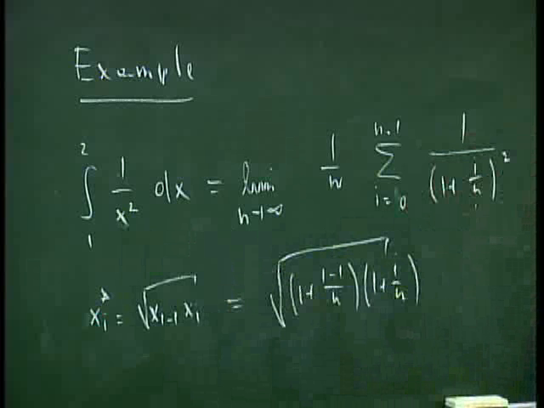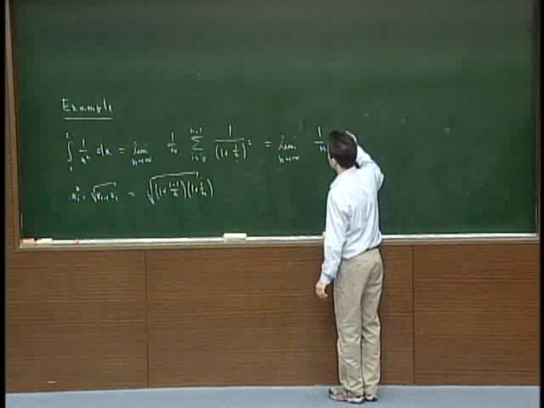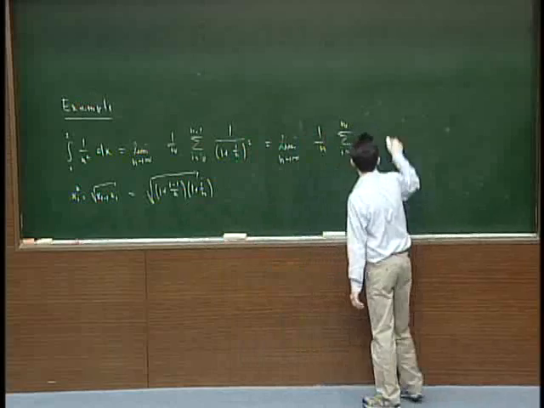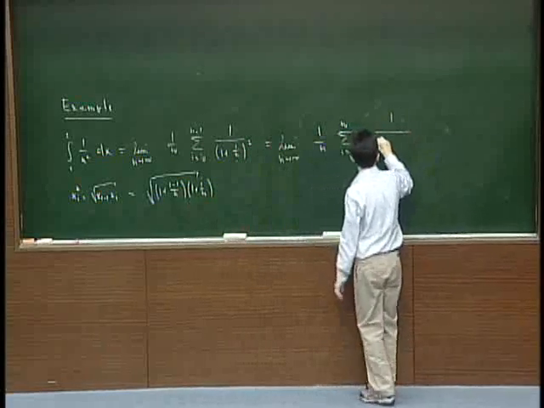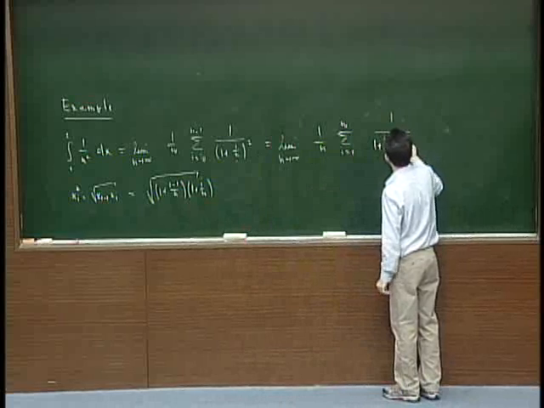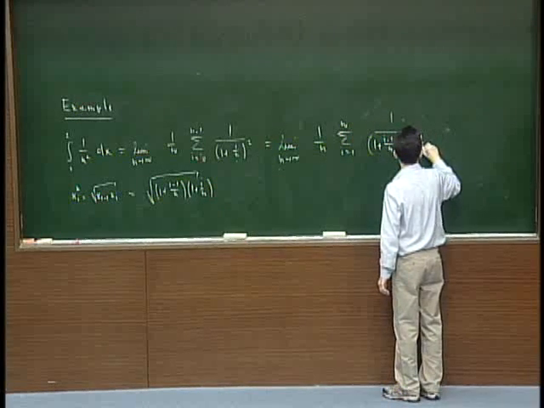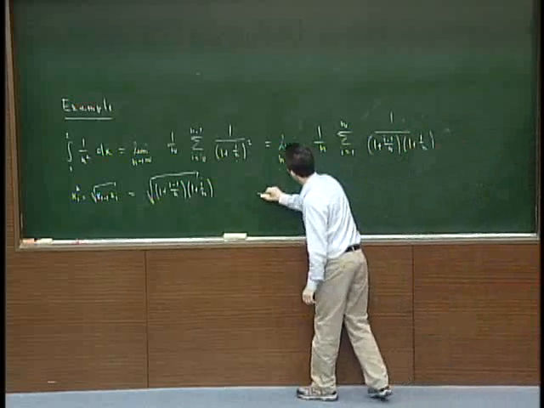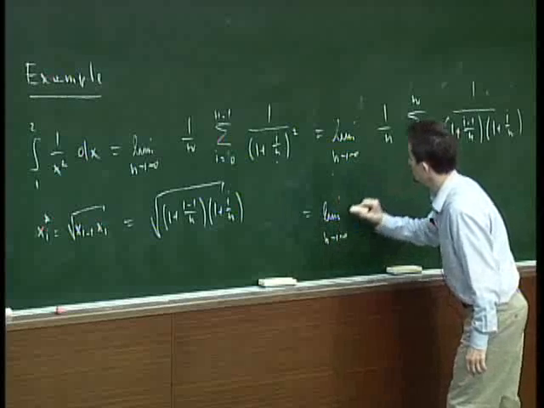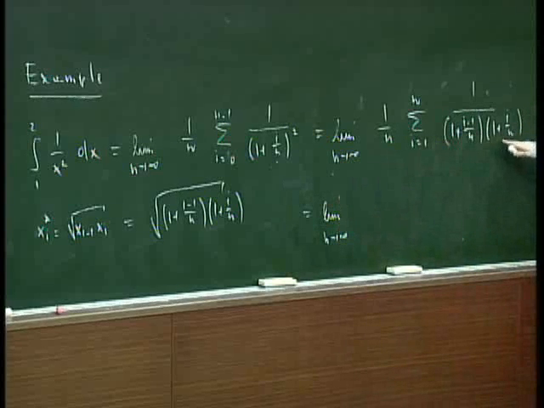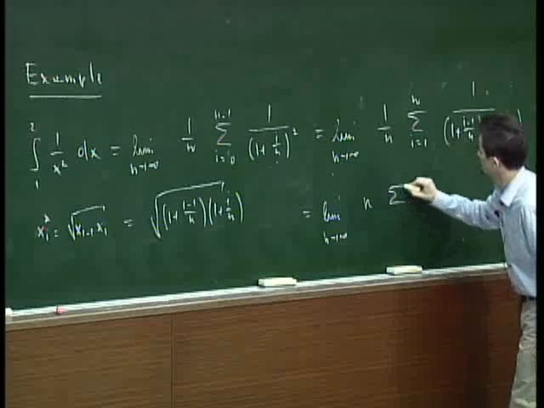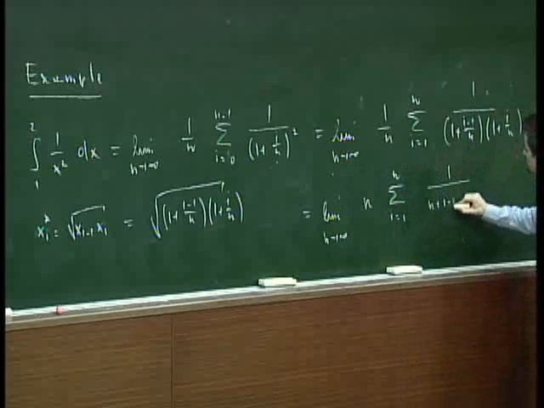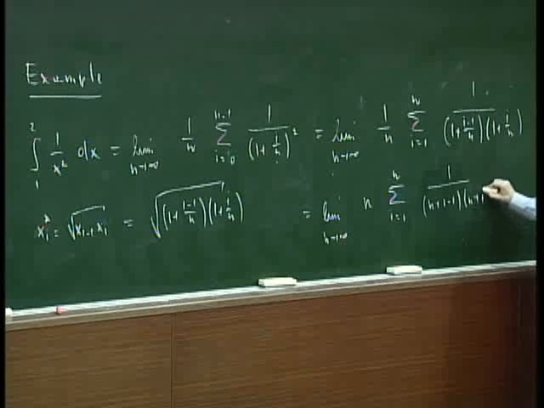So this limit is also the same as the limit n tends to infinity of 1 over n, the sum i from 1 to n, and now I choose these as sample points. So 1 over, because I have to square them, 1 plus (i minus 1) over n times 1 plus i over n. Now you see that this is equal to the limit n tends to infinity. I can multiply this with n squared and take an n squared out, so I have n times the sum i from 1 to n of 1 over (n plus i minus 1) times (n plus i).